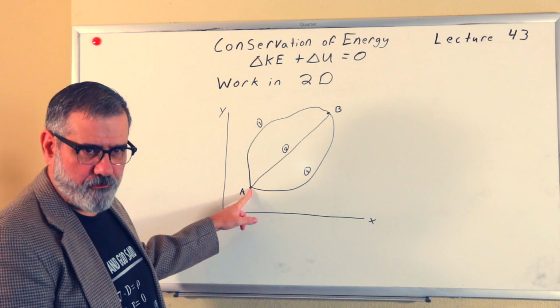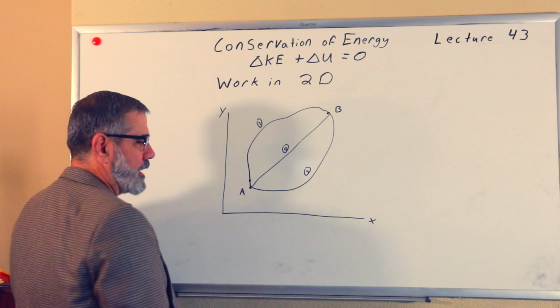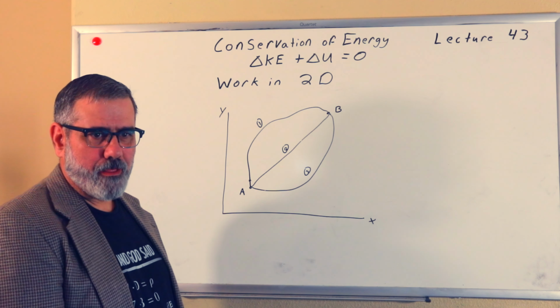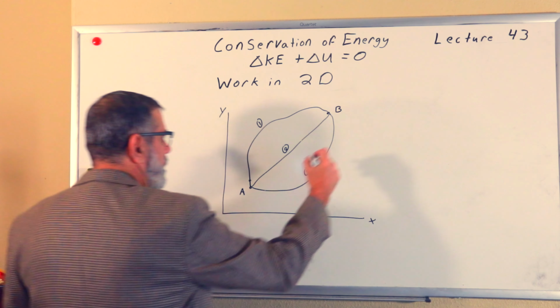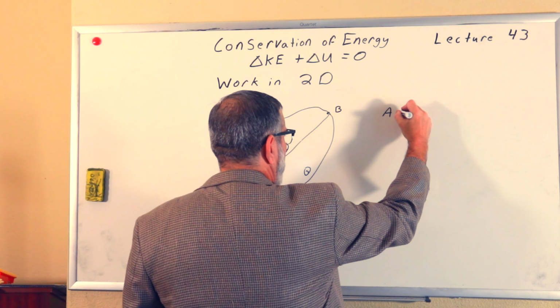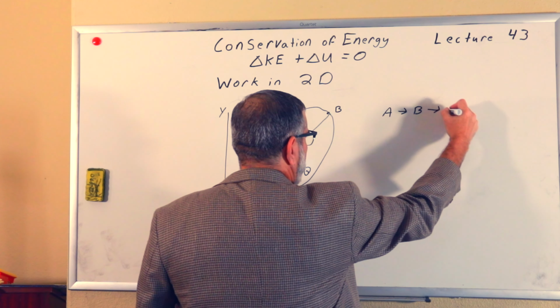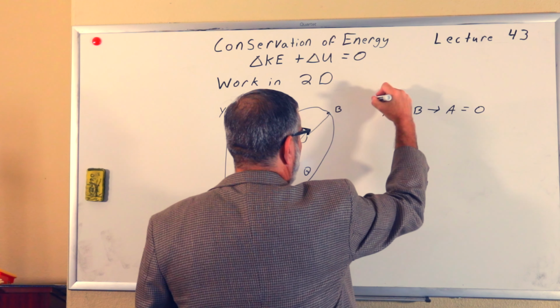and I add all that up, right? If I go around, say, through path 1 to B, and then all the way back, maybe down path 3, back to A again, the change in energy will be 0. That's just another way of saying, you know, conservation of energy. So the work from A to B back to A is 0.